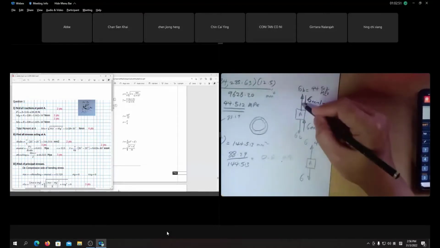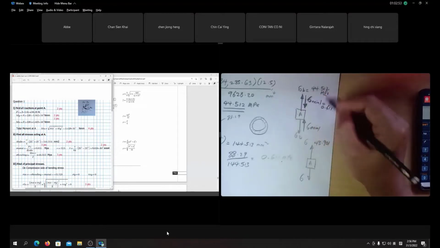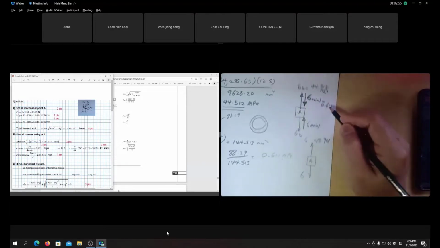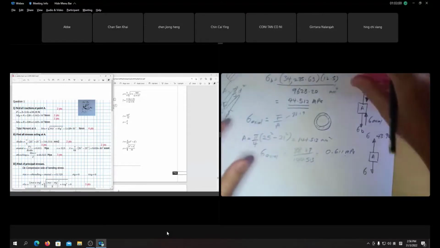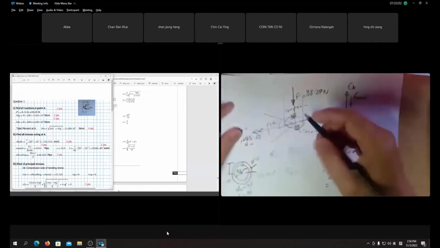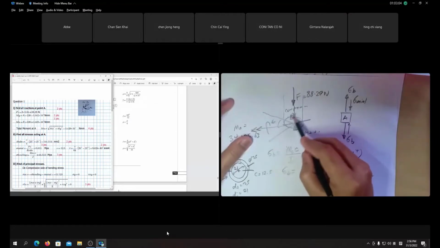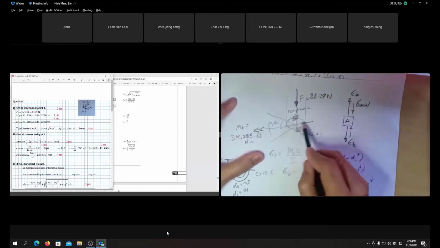Because we deduct for this one potential, this one compression. So we have to deduct 44.12, deduct 0.0. So we got 43.901. But if we look at this diagram, if we go for the compression side, because this is our neutral axis, right?